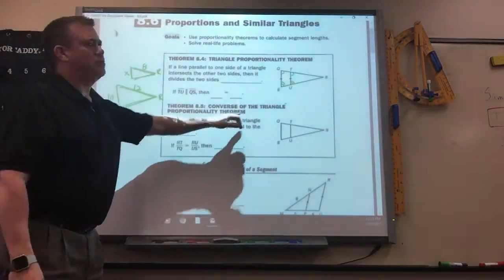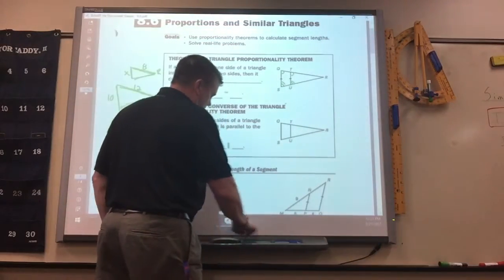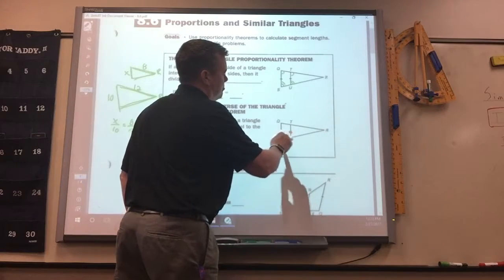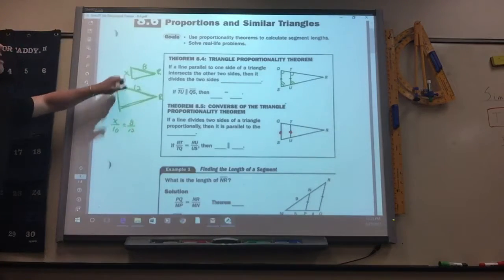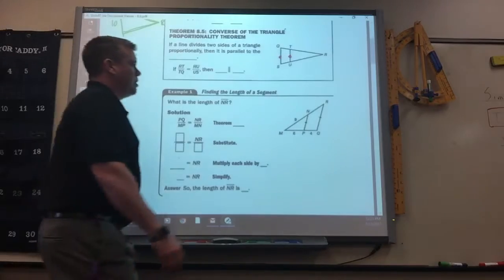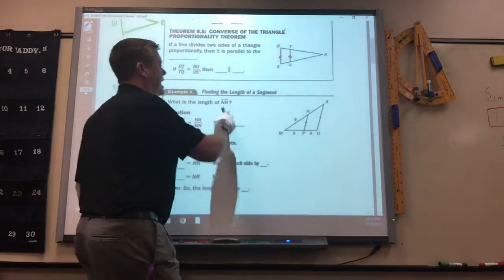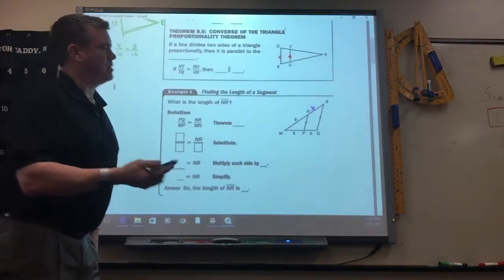So we don't do this that much, but they're saying if these two are similar, then that means the lines have to be parallel. Okay? We're not really doing that. We'll be doing where we're finding a missing value. So here's an example of that. They want to know how long NR is right there. So here's a simple one.